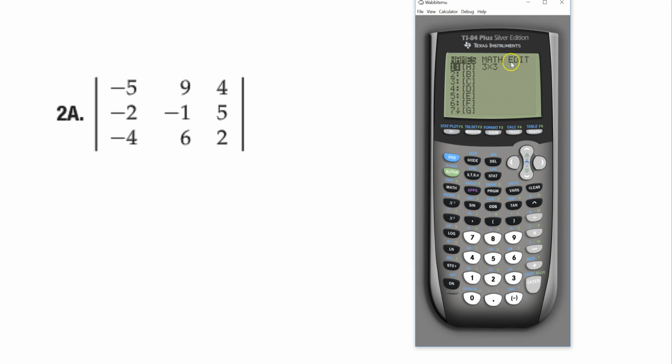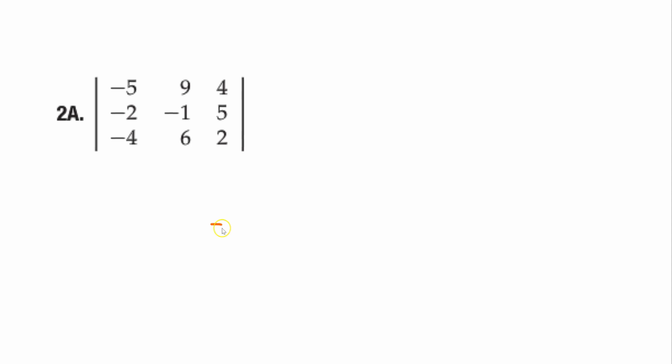This is where you enter in your matrix. Math is where you do all the applications. So we're going to go to math. The very first one you see there is called the determinant. That's the determinant function. So you hit that, select your matrix, and get an answer, -48. And that's how you find the determinant of a 3 by 3 with your calculator.